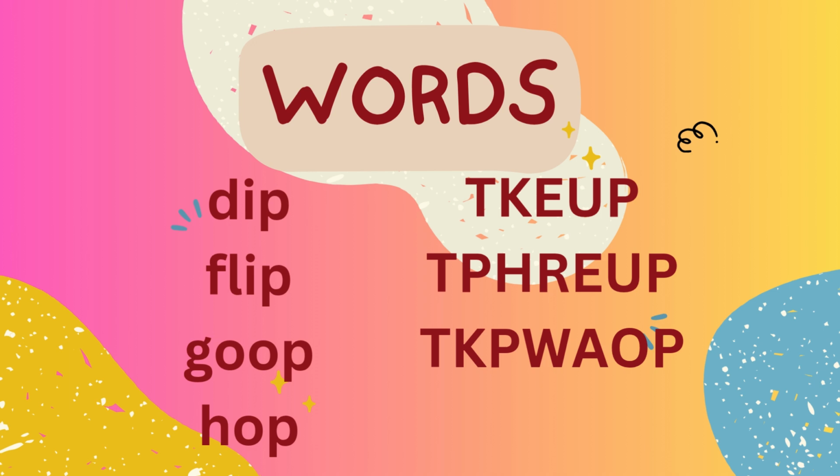Dip: initial D is initial TK, and then vowel I, that's vowel EU, and then final P. So dip. Then flip: initial TP for F, initial HR for L, and then vowel E, and then vowels EU for I, and then final P, flip. Then goop: initial TKPW for G, vowel AO for the diphthong U, and then final P, goop. Then hop: initial H, vowel O, and final P.